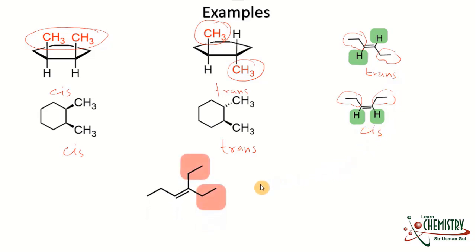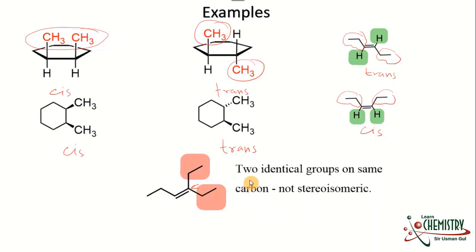And the last example for the geometric isomerism. So what do you think, what kind of isomer is this? Now you can see two identical groups on the same carbon. So what do you think? Yes, two identical groups on the same carbon, not stereoisomeric. So this is not cis and not trans.